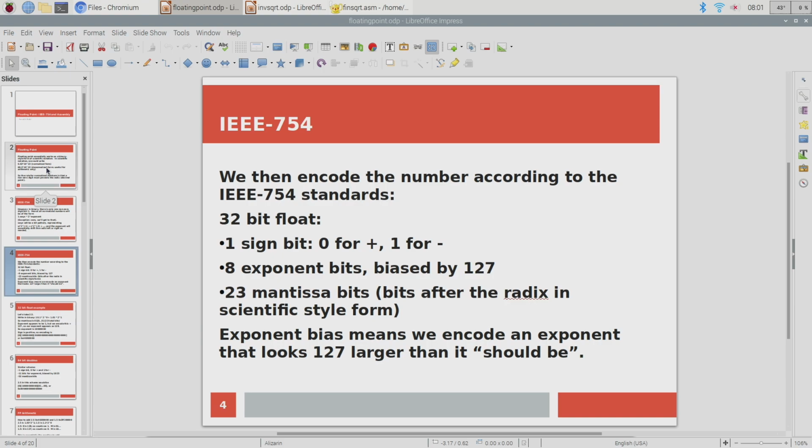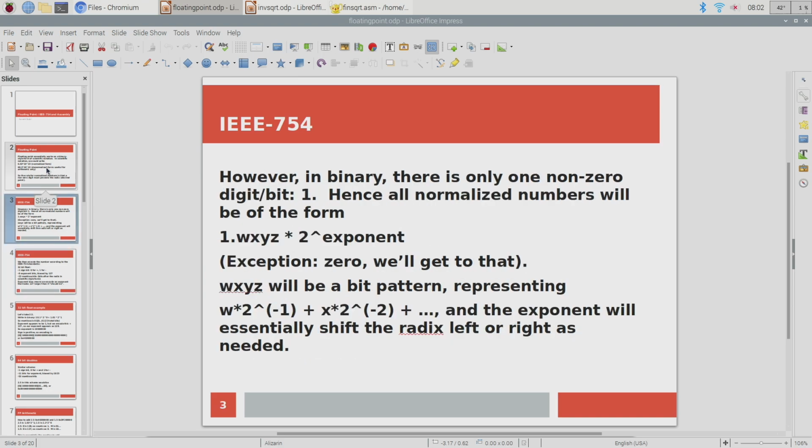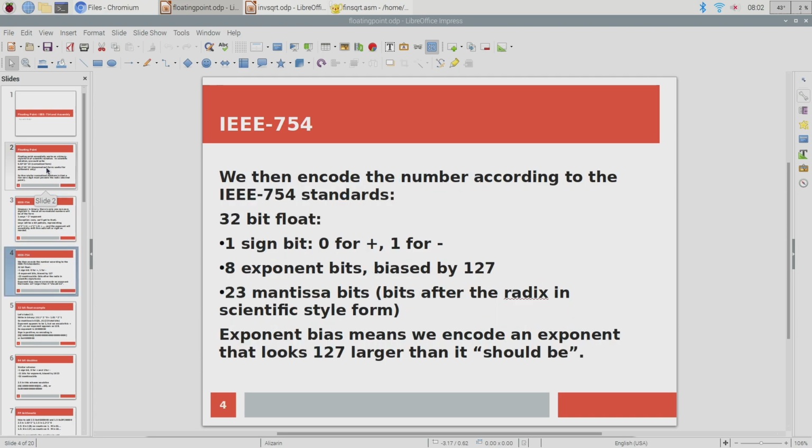The hardware reason for that is it makes it easier to compare the sizes of two exponents without having to do as much arithmetic. And then 23 mantissa bits, the stuff that goes after the radix. The convention is that in scientific notation, you don't have to write the 1 in front of the radix, because what else is it? It can't be a 0. There's only one other bit left, so it's got to be a 1. So even though you encode 23 mantissa bits, there's really 24. You get the 1 point for free.